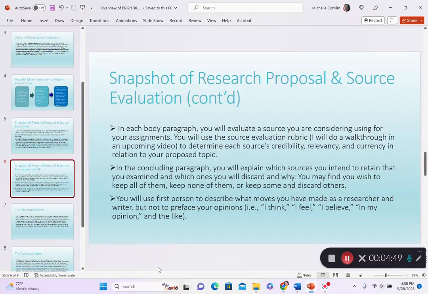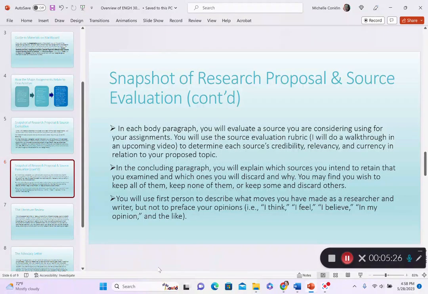So, in each body paragraph, you will evaluate a source you are considering using for your assignments. You will use the source evaluation rubric and there will be a walkthrough video that tells you how to use the rubric to determine the credibility, the reliability, the timeliness of your source. To determine your source's credibility, relevancy, and currency in relation to your proposed topic. Forgive me for repeating myself.